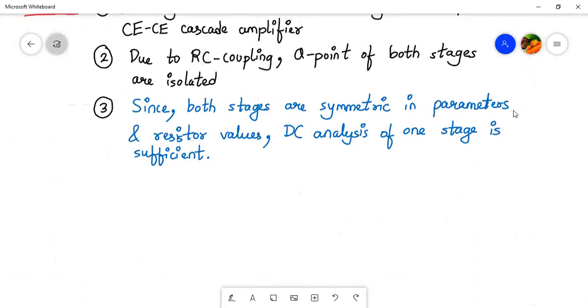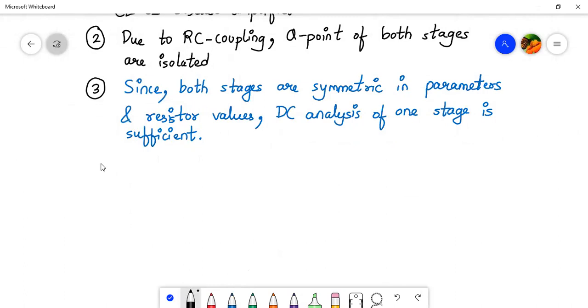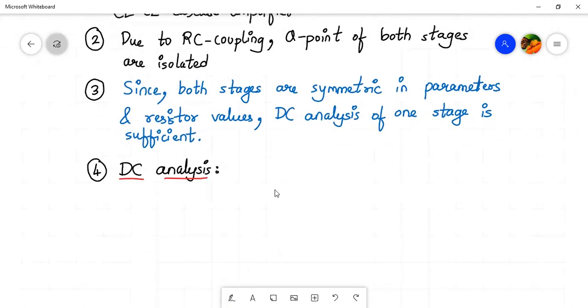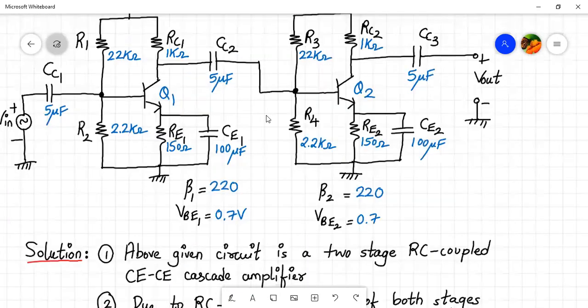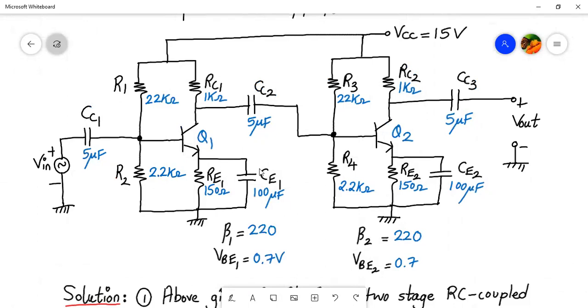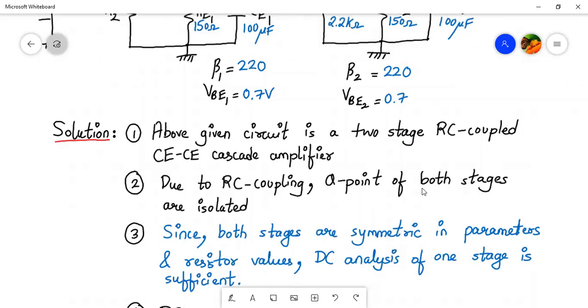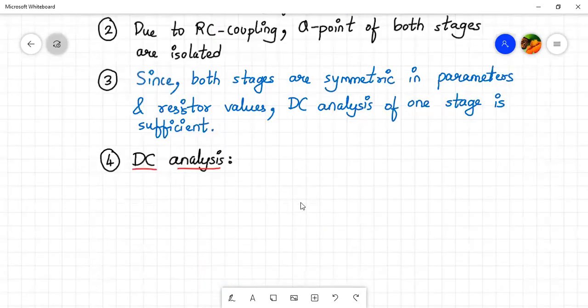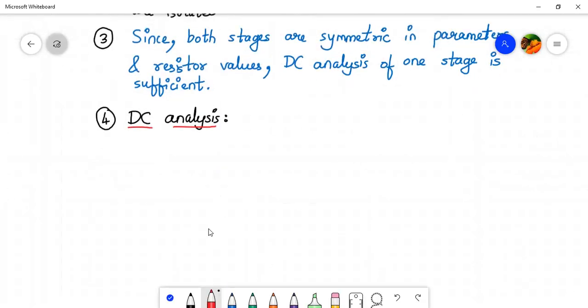So let us start with the DC analysis. We'll do the DC analysis for one stage. For the DC analysis, all the capacitors are open circuit, and we'll consider the first stage. So let's do that quickly now. Let me quickly draw the circuit over here.